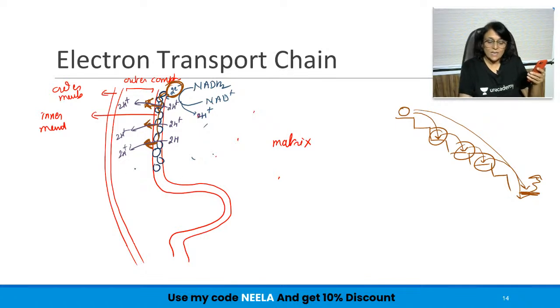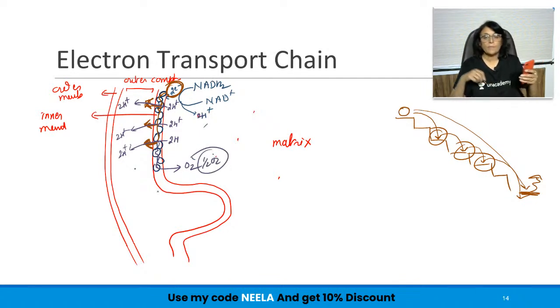And this electron which is coming down the energy level is finally accepted by oxygen. So finally it will be taken by oxygen. We write it as half O2, that is 1 atom of oxygen. So this oxygen will get the electrons, it will get the proton pair, and this is how we get water.